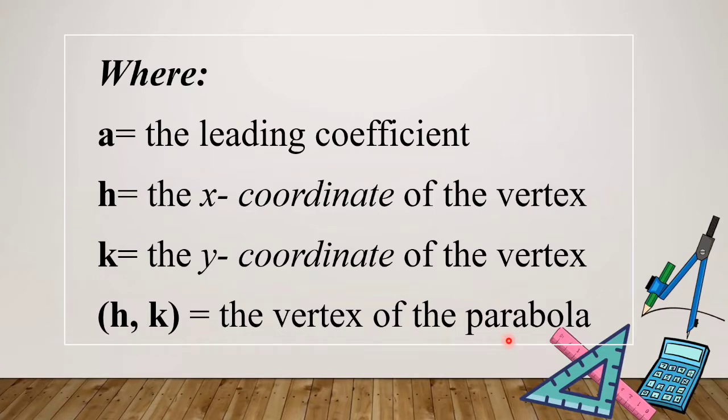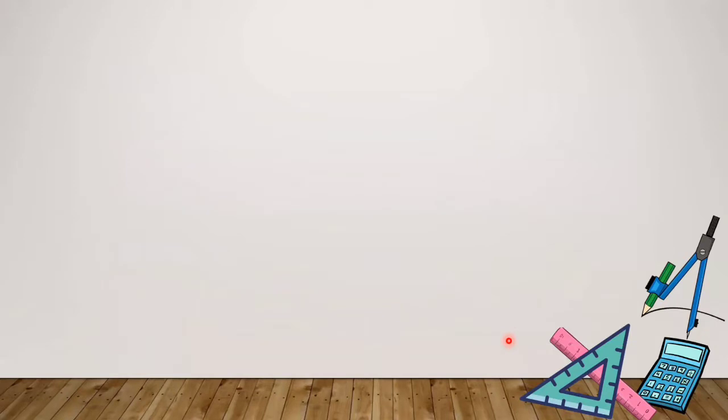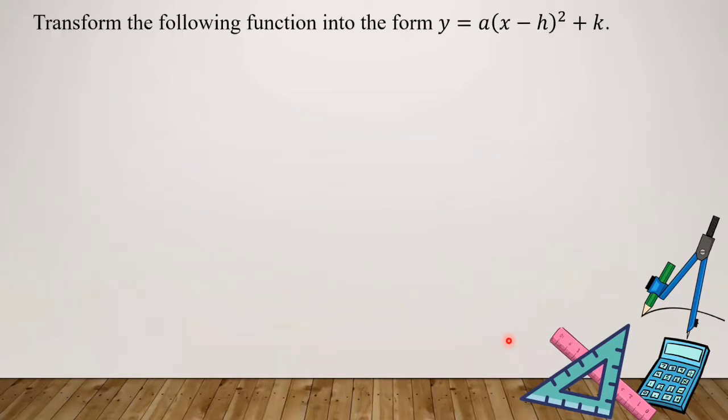So we have here example number 1, and the given direction here is transform the following function into the form y is equal to a multiplied by x minus h squared plus k. The function is y is equal to x squared minus 4x minus 10. So this function is written in general form.